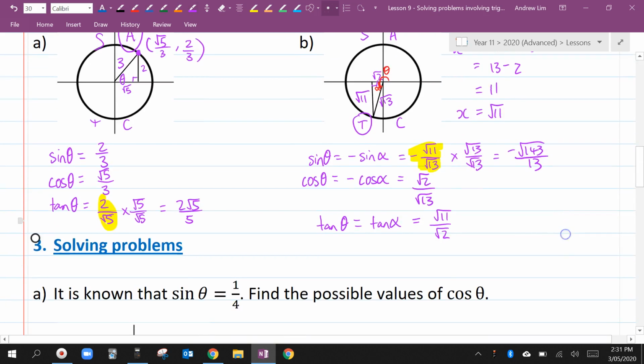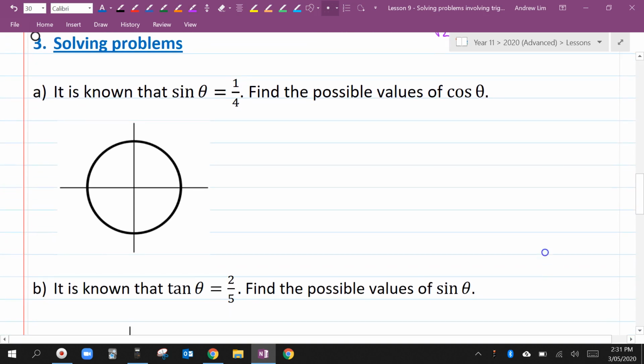Alright, let's have a look at the last part of this lesson. We're going to go through a variety of different problems. So let's have a look at the first one. It is known that sine theta is equal to 1 over 4. Find the possible values of cos theta. So it's important for us to remember all stations to central. So in which quadrants is sine theta positive? I know it's 1/4, but the important thing is that it's positive. Well, it's in the first and second quadrants.